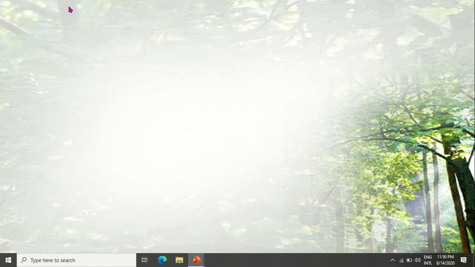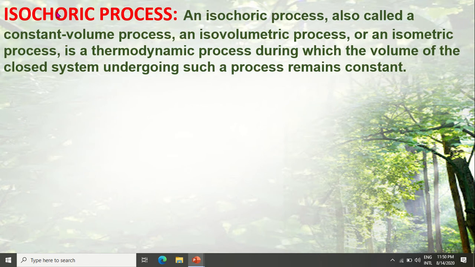So now I will explain another thermodynamic process, that is isochoric process. Isochoric. An isochoric process, also called a constant volume process, an isovolumetric process, or an isometric process, is a thermodynamic process during which the volume of the system remains constant.